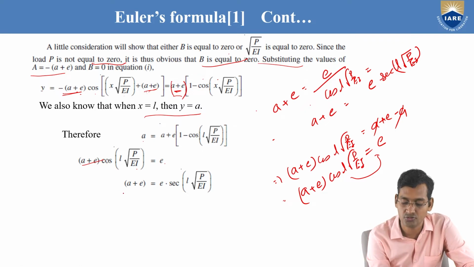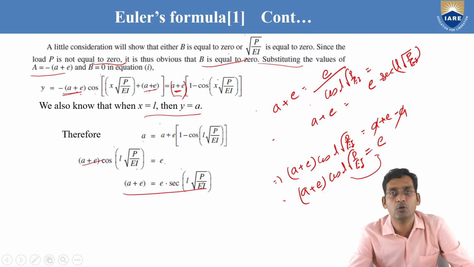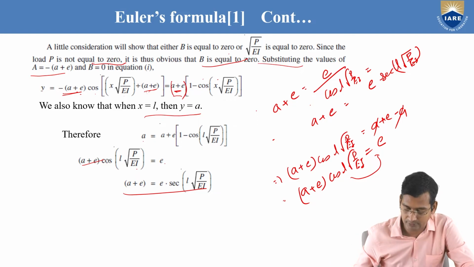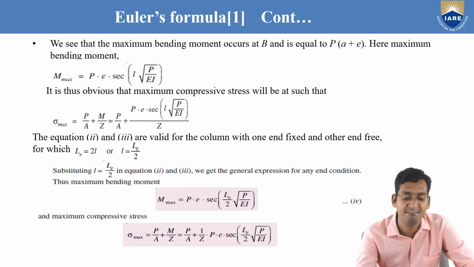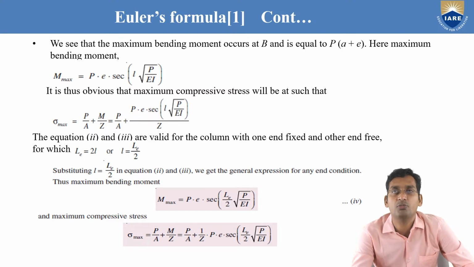So A plus E equals E into secant L root P by EI. Okay, next. What we see is that the maximum bending moment occurs at B, which is P into A plus E. At B only will the maximum bending moment be there. Here the maximum bending moment, M max, is P E secant L root P by EI.